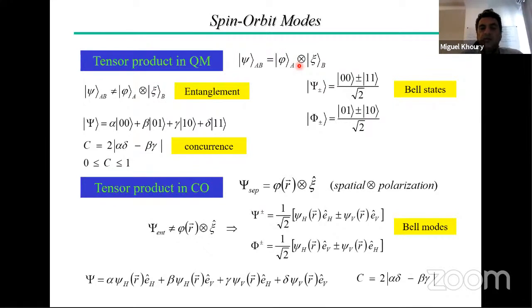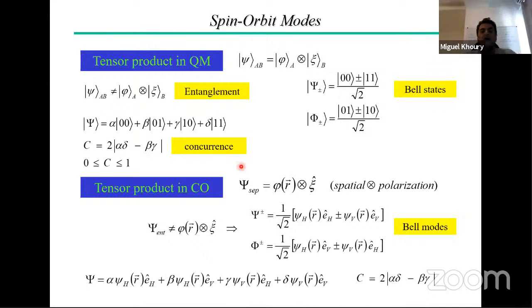For a two-qubit system, if we are restricted to pure states, then we can quantify the amount of entanglement by the so-called concurrence. So if we take this general combination of two-qubit states, we have this definition for the concurrence that runs from zero for product states to one for maximally entangled states, such as the so-called Bell states. So these Bell states here are examples of maximally entangled states that present concurrence one.